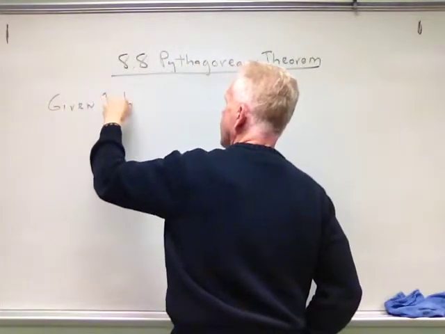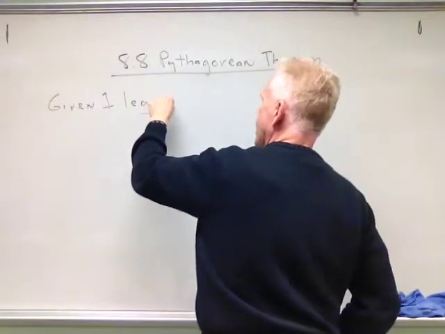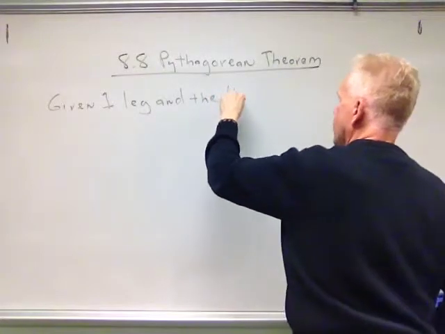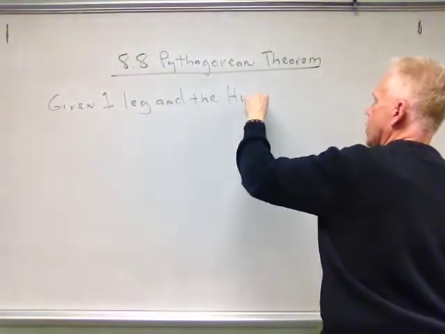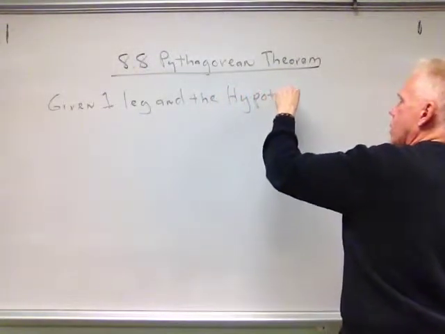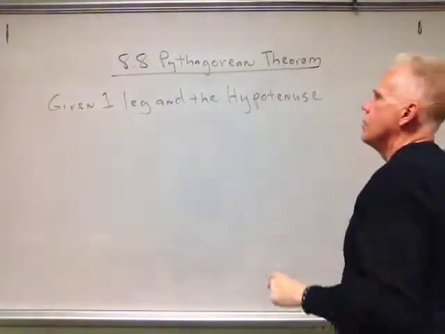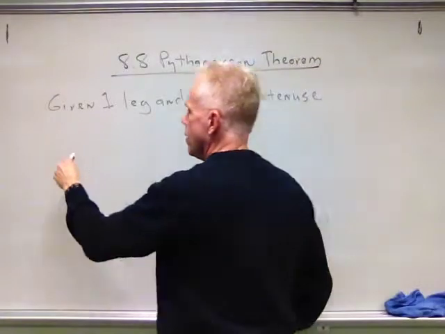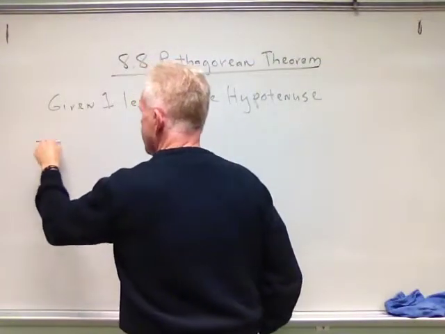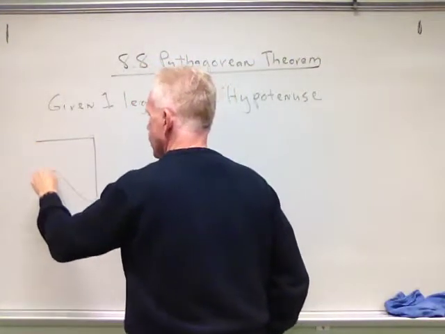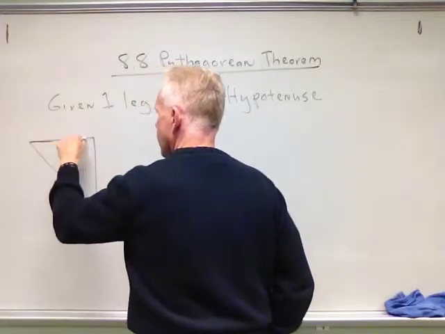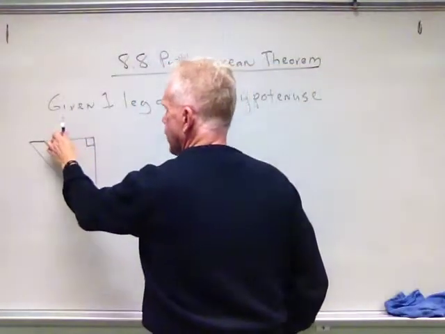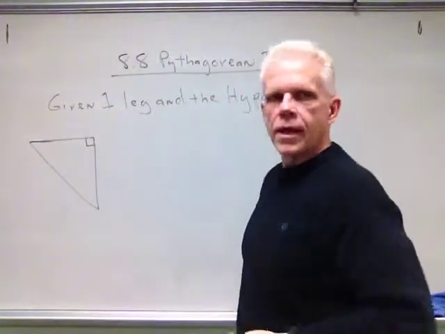So in this case, we're going to say given one leg and the hypotenuse. Okay, so given one leg and the hypotenuse. Let me give you an example of what I'm talking about. So let's say we've got this right triangle right here. Here's my right angle.